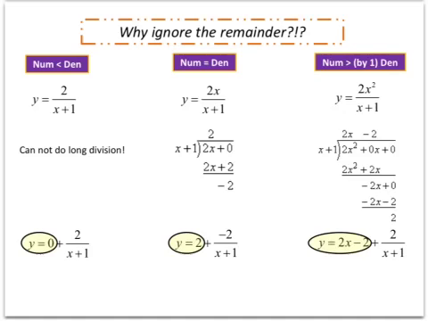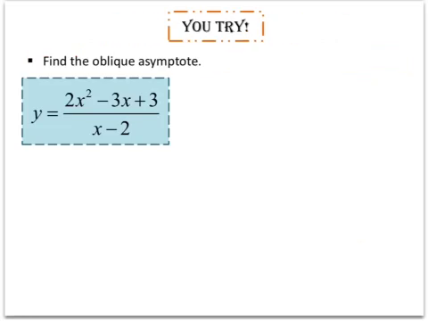Now, when the degree of the numerator is greater, we know we do not have a horizontal asymptote. And when you do the long division, again, your quotient ends up being a linear function with this extra remainder. So we are just going to focus on the polynomial part of that quotient and ignore the remainder just like we have been for all the other cases. Now I want you to find the oblique asymptote of this rational function by using long division.